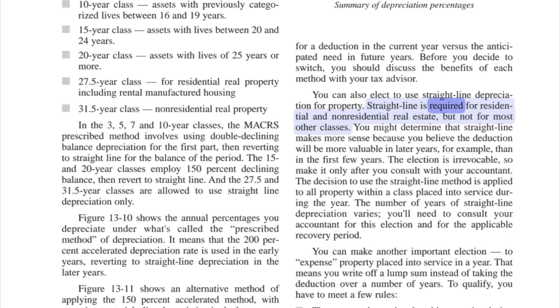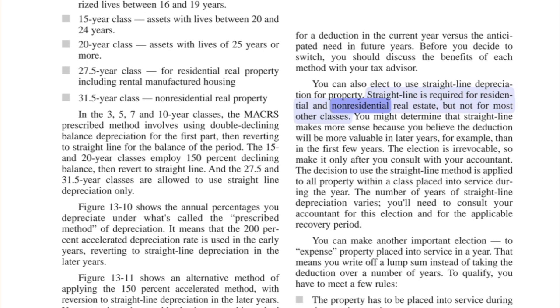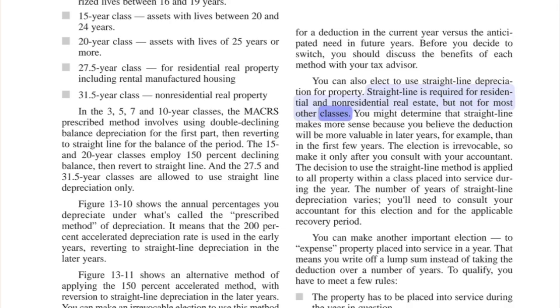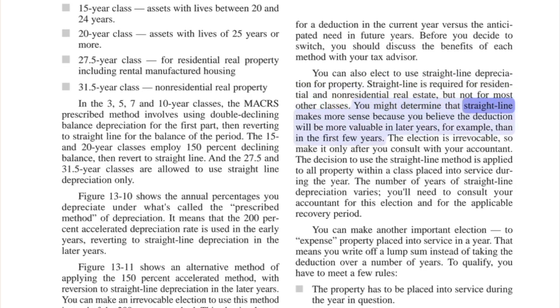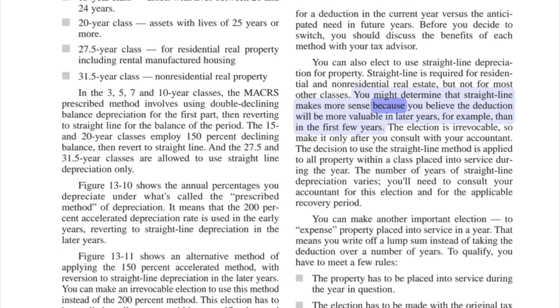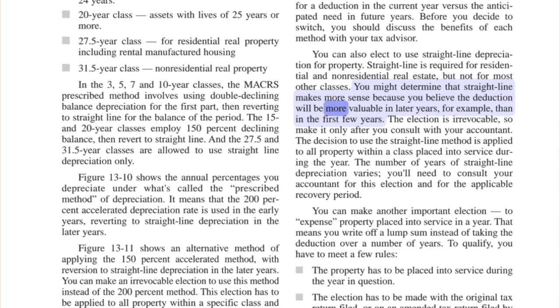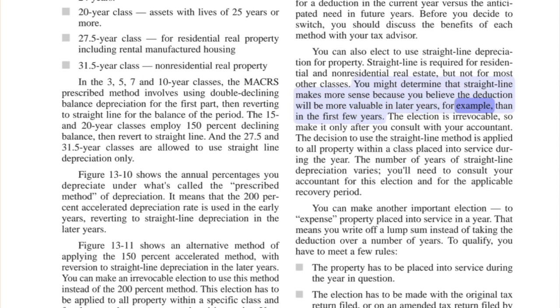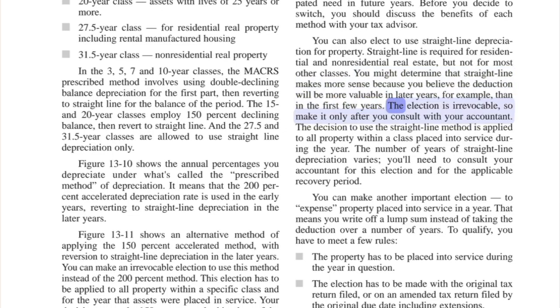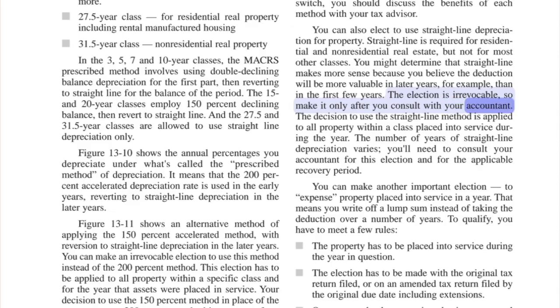Straight-line is required for residential and non-residential real estate, but not for most other classes. You might determine that straight-line makes more sense because you believe the deduction will be more valuable in later years, for example, than in the first few years. The election is irrevocable, so make it only after you consult with your accountant.